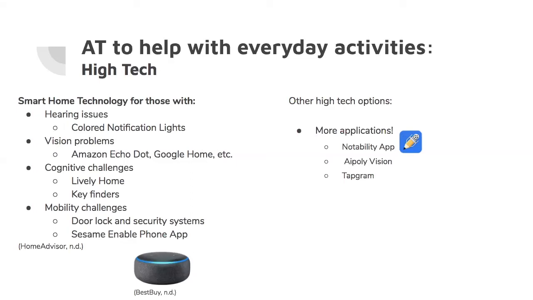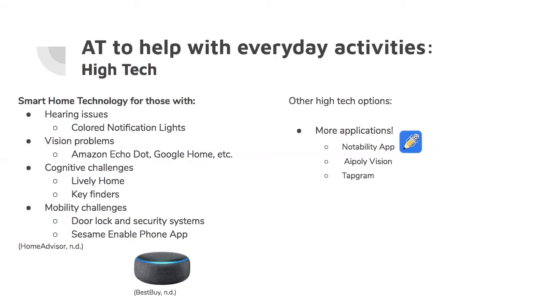So one thing that can be helpful for people with hearing issues are colored notification lights. And these are lights that can be set to use a series of colors to alert the individual to different scenarios. So for example, someone could set the lights to blink blue when your laundry is done or blink green when someone specific comes home. And these can range from around $30 to $200. It really just depends on what system you buy.